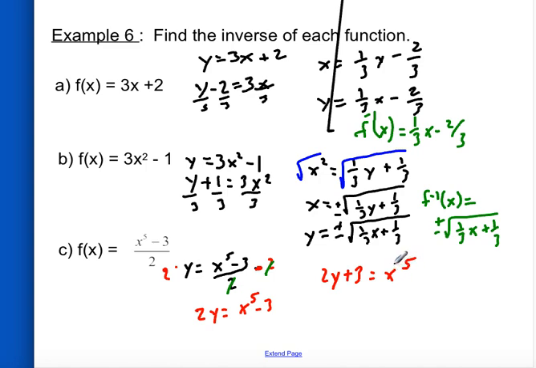And because it's an x to the 5th, how do you get rid of a 5th power? Well, how would you get rid of a squared power? You took the square root, right? Well, how do you get rid of a 5th power? You have to take the 5th root of both sides. So let's go ahead and take the 5th root of both sides. So remember how that's written, you put a little 5 out there. So we're going to end up here with x equals the 5th root of 2y plus 3. All right, and that's a 5th root.